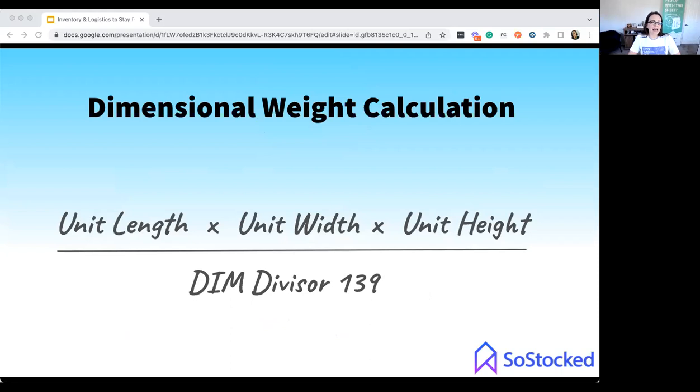So you're looking at that combination, unit length times width times height, divided by 139, right? It's called the DIM divisor, dimensional weight divisor. You divide it by 139. That's going to give you your dimensional weight.